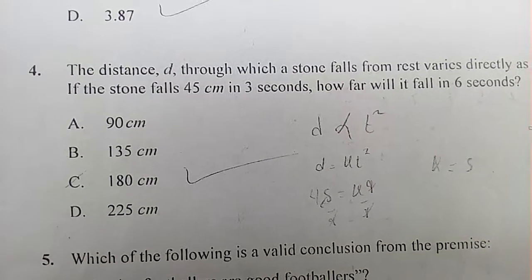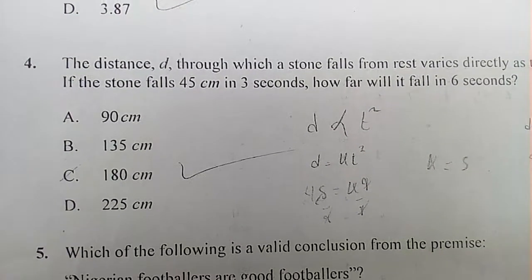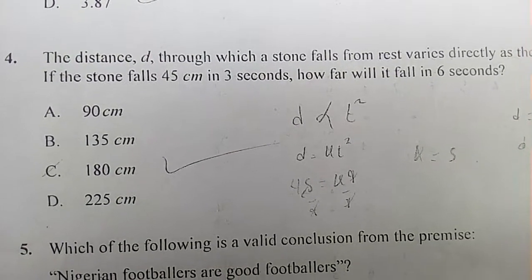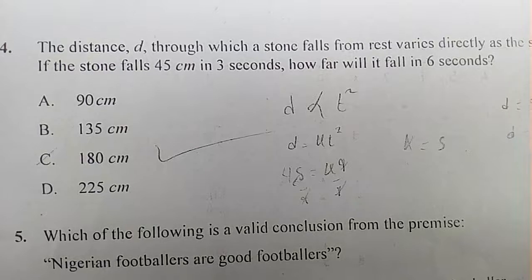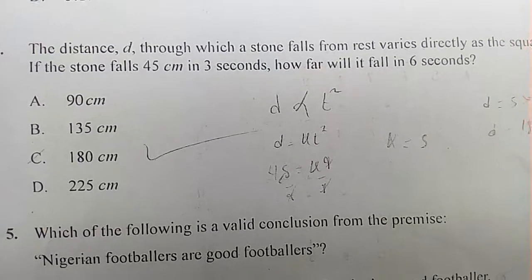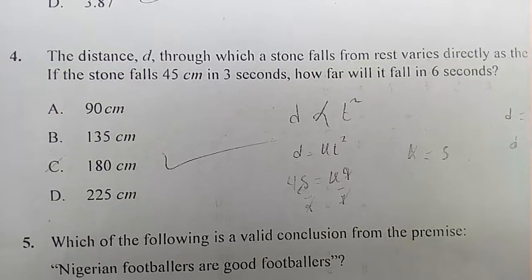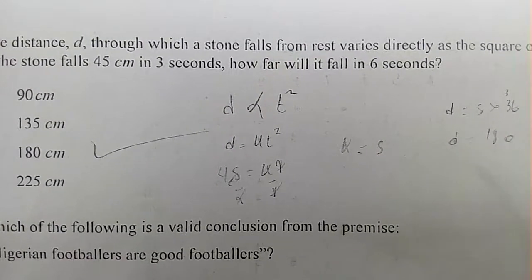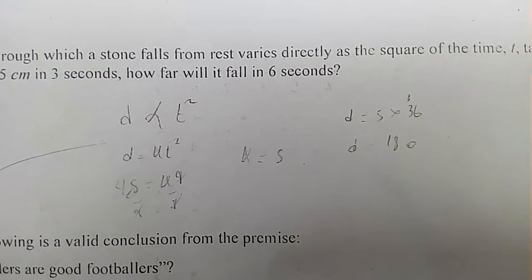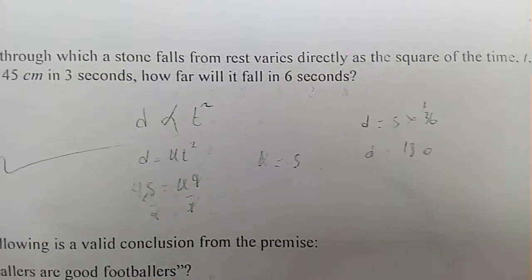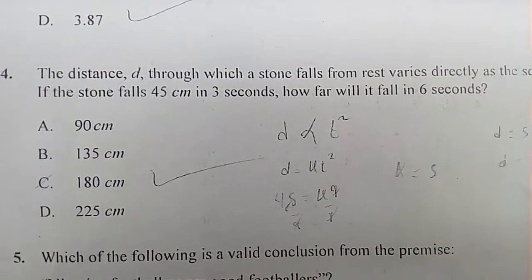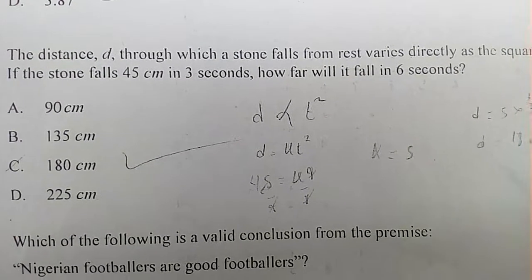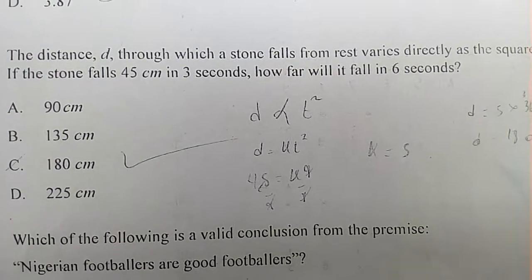Now this is basically a variation question. We're told that the distance d, a quantity through which the stone falls from rest, varies directly as the square of the time t taken. So how do we represent that? And then we'll come back to the question and take out the values that we see.